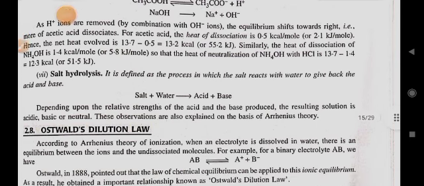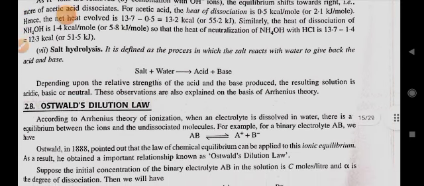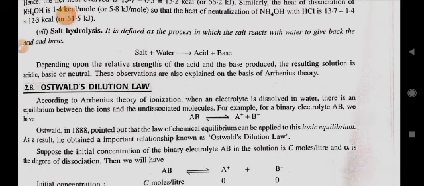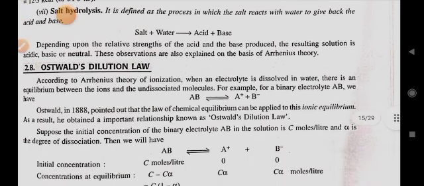Ostwald dilution law. According to the Arrhenius theory of ionization, when an electrolyte is dissolved in water, there is an equilibrium between the ions and the undissociated molecules. For example, for a binary electrolyte AB, we have AB dissociates into A+ and B-. Ostwald in 1888 pointed out that the law of chemical equilibrium can be applied to this ionic equilibrium. As a result, he obtained an important relationship known as Ostwald dilution law.